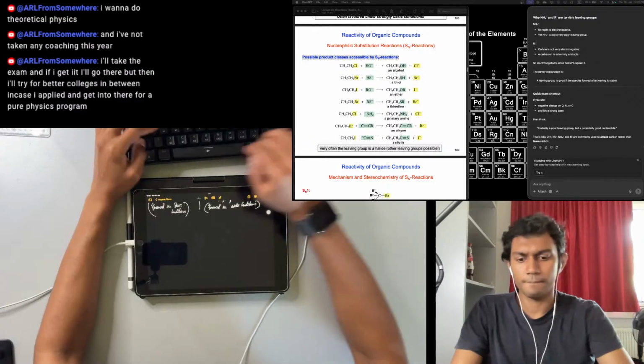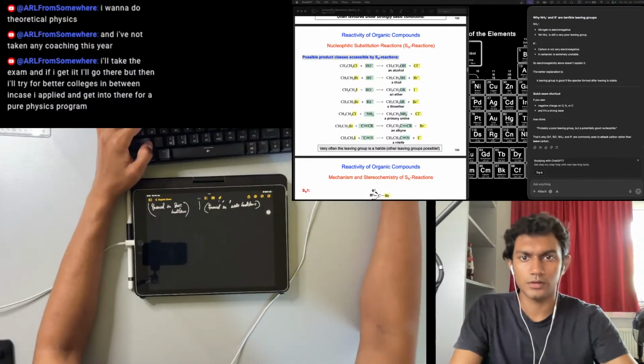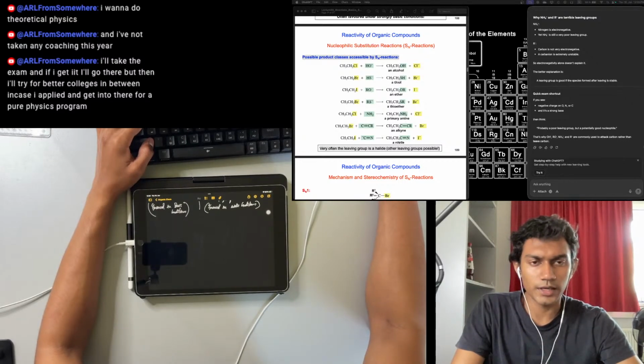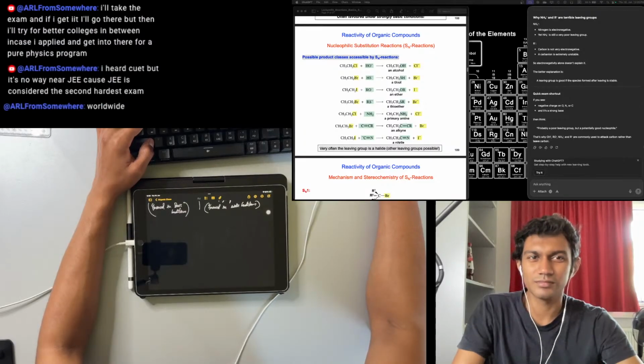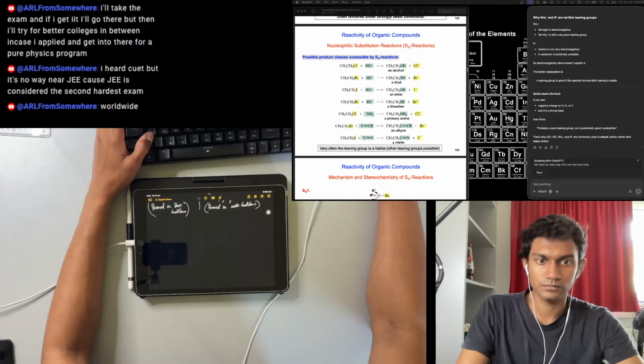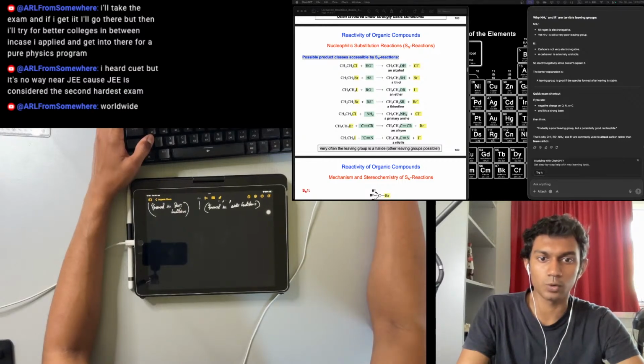Let me check. CUET. Common University Entrance Test, right? Yeah, CUET. Because if you want to get into, I forgot the name of the university, but there are some really good universities under CUET. And I heard CUET is a bit forgiving. I heard CUET, but it's nowhere near JEE because JEE is considered the second hardest exam worldwide.